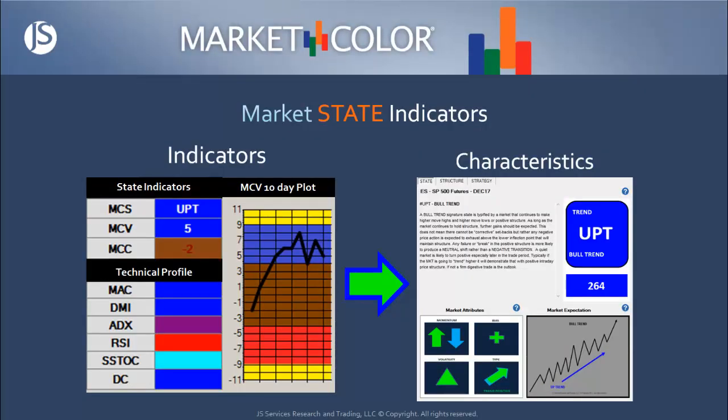The analytics are transparent, and so if you want more detail as to why this market is in a bull trend, what are the real technical guts supporting the reason that this market is in this market state, we can look at the state indicators and the technical profile. And so the market MCS, the market color state, is UPT, which is our tag for bull trend. It has an MC value of 5 and an MC value change of -2. The MC value is a summation of this color profile, and MC value change is the change from the prior session to today that resulted in this market state.